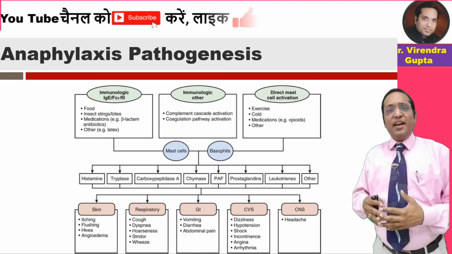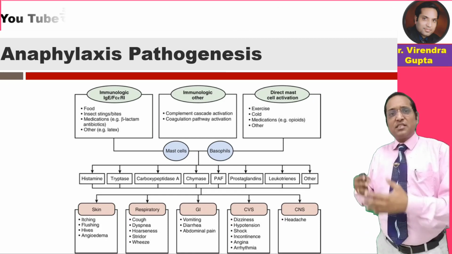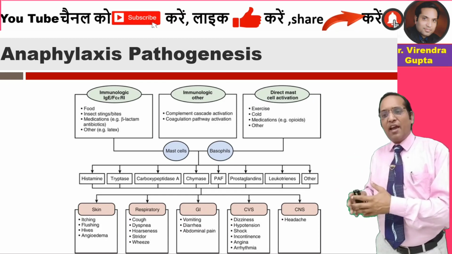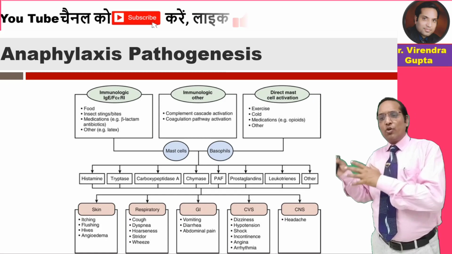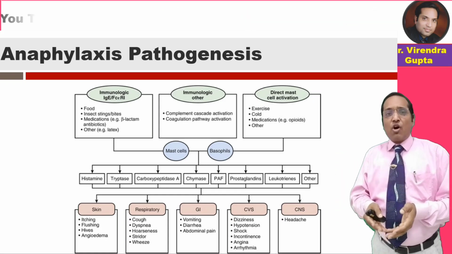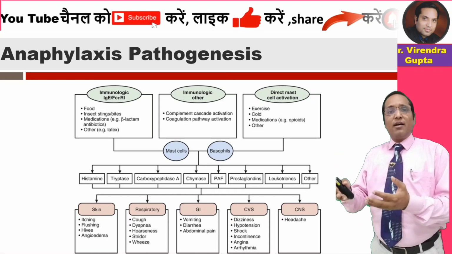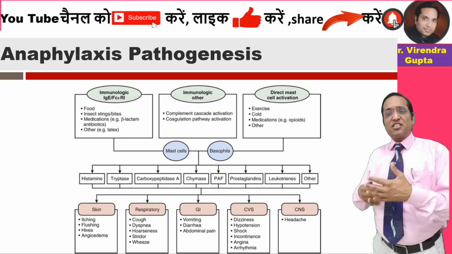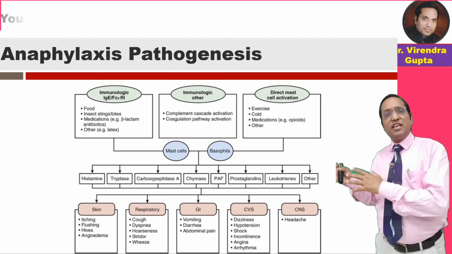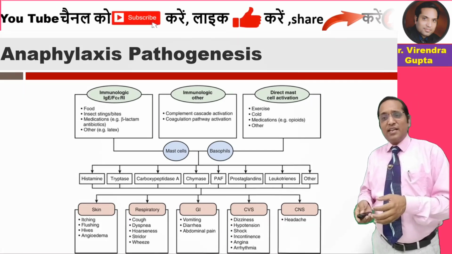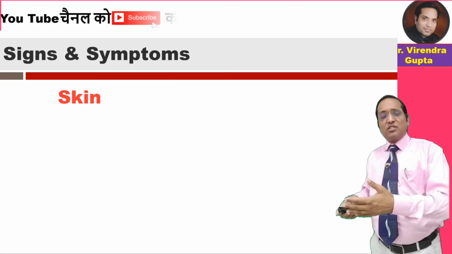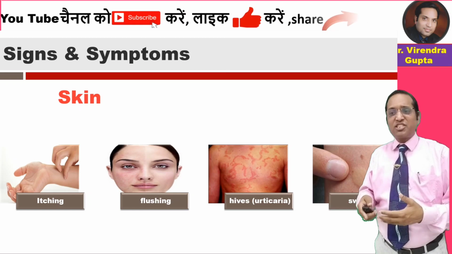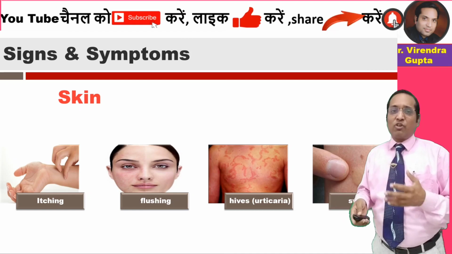These may release mediators which are histamine, tryptase, carboxypeptidase A, kinins, PAF, prostaglandins, leukotrienes and other mediators which cause reactions on the body systems, such as the skin, respiratory system, GI system, CVS system, CNS system, eyes, etc. So guys, there are some signs and symptoms. The skin shows itching, flushing of the face, hives or urticarial reaction, or swelling.